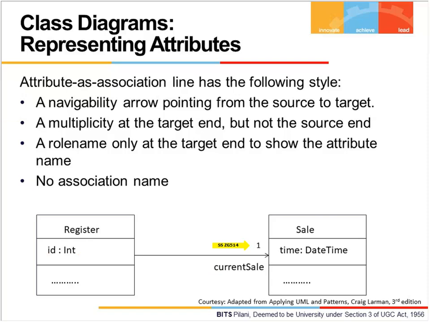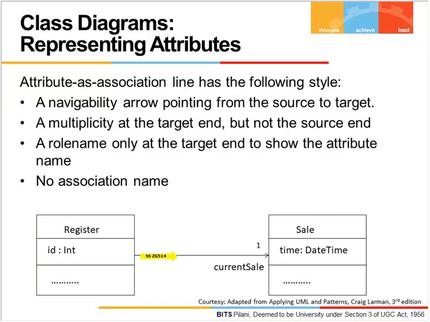So there is a multiplicity which is written at the end of the target to signify the number of current sale attributes that I have within my register object or register class, right? A role name at the target end shows the attribute name, right? And there is no association name.